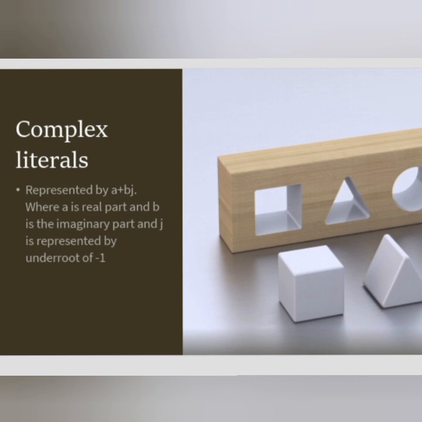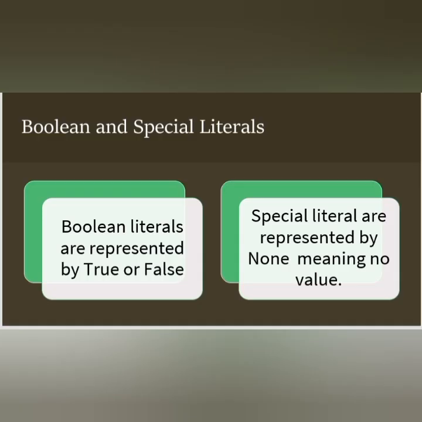Then we have got another set of literals. These are Boolean and special literals. Boolean literals are represented by only two values, True and False. Always take care that the T of True should be in capital and F of False should be in capital. Special literals are represented by a value None, because None means having no value.